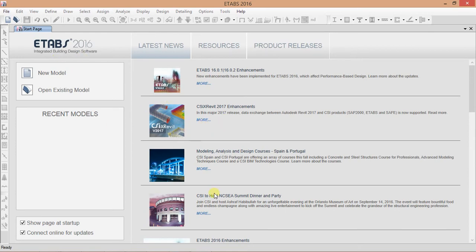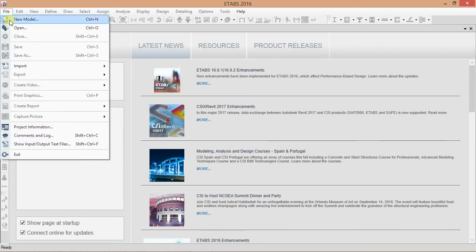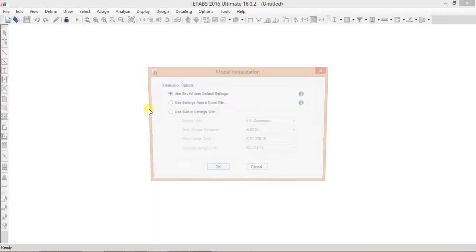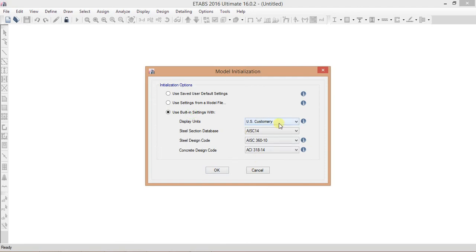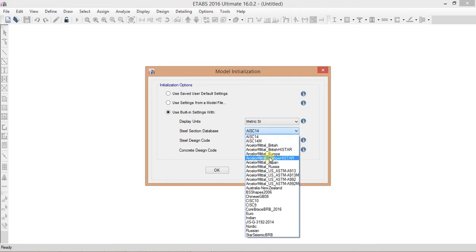So let's say this is the first screen actually. Yeah, you can go to the file, new model. Okay, SI system, and these are the general database that you can add into the system. You can go to the particular database also, let's say European, Indian, Russian, American, Chinese, so Euro codes. So various systems are there.